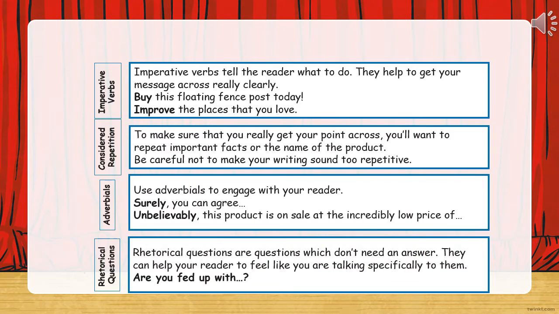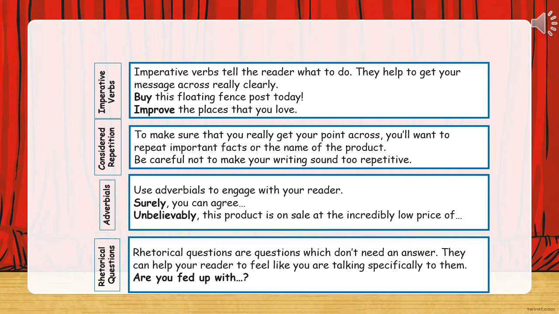The most important part of writing to persuade is being able to convince your reader of something. To do this effectively, you'll need to use a range of different features. You could use imperative verbs. Imperative verbs tell the reader what to do. They help to get your message across really clearly. For example, buy this floating fence post today. Improve the places that you love.